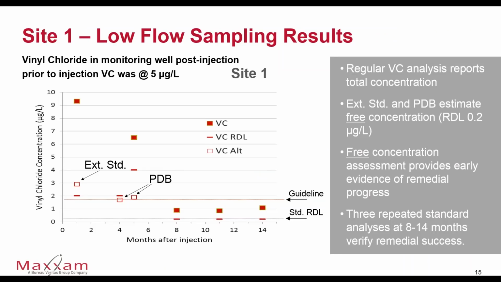So we went back and took a look at some of these sites that we had looked at previously. So this is site 1. You've seen this chart before, but this time I'm showing you both the external standard results at month 1 and the passive diffusion bag results at months 4 and 5. And they were giving us very similar numbers. We knew the external standard calibration was going to work properly because it wasn't going to be affected by the carbon. And we were happy to see that the passive diffusion bags were giving us similar numbers, so we knew that it was working.